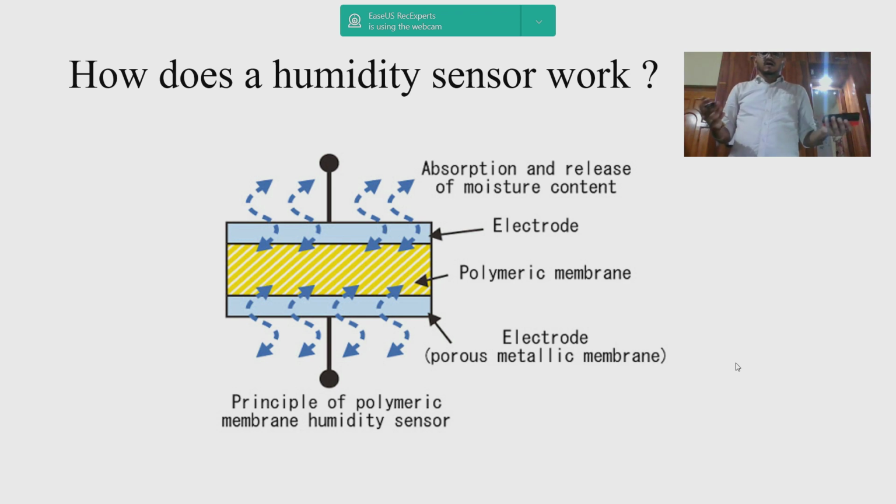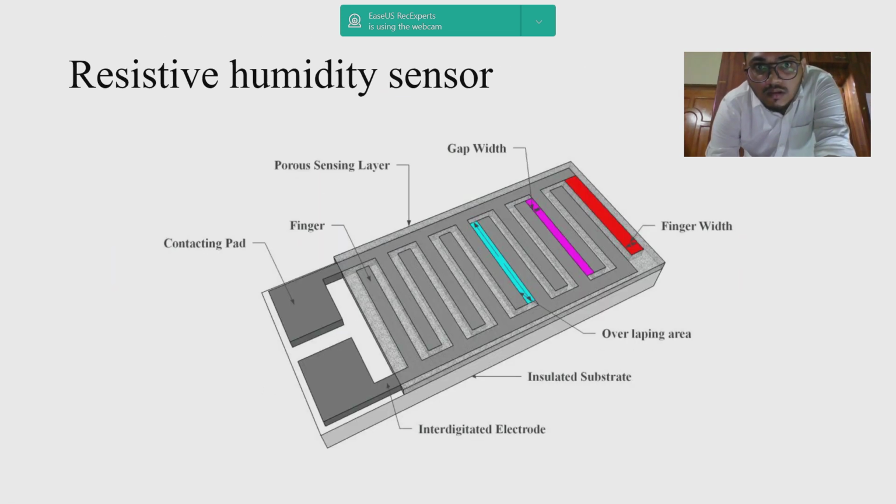The resistive humidity sensor operates on a different principle. These sensors utilize a small polymer comb that increases and decreases in size as the humidity changes, which directly affects the system's ability to store charge. In this slide we can see how the resistive humidity sensor works.